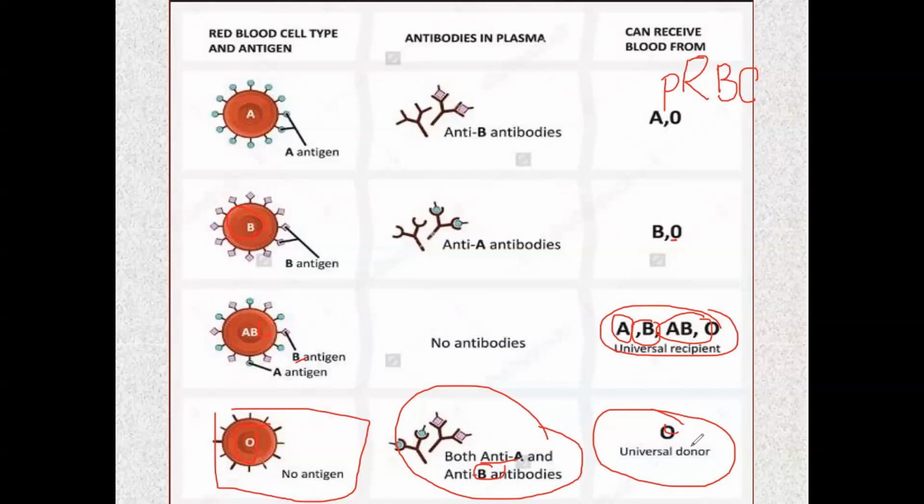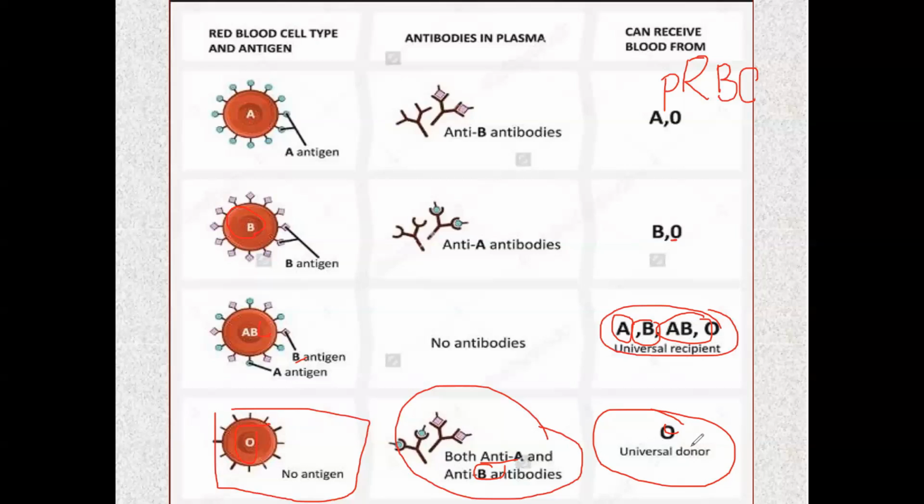Kaya si blood type O, it is called the universal donor kasi lahat ng blood type pwedeng tumanggap ng O. Whereas, si AB, ang tawag naman sa kanya is universal recipient kasi ang isang pasyente na kung saan ang blood type niya is AB, kahit anong blood type pwede niyang i-receive. A, B, AB, and O. Okay? So, lahat ng blood type pwedeng ma-receive ng isang patient na ang blood type niya is AB.